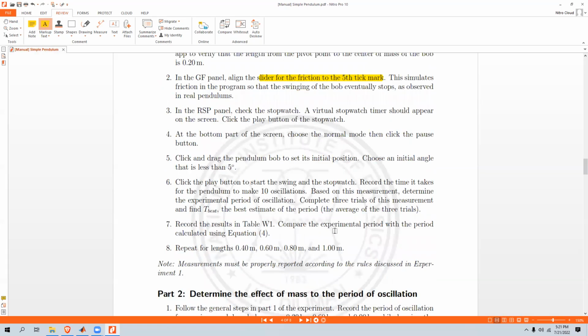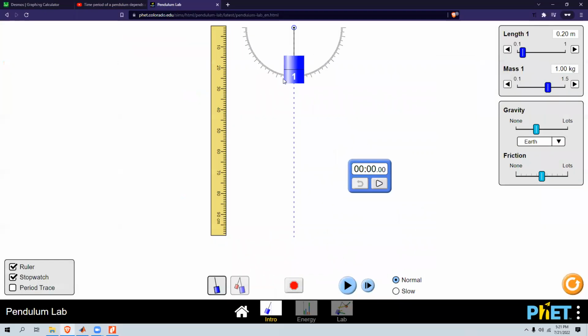Next, we click and drag the pendulum bob to set its initial position. Choose an initial angle that's less than 5 degrees. Let's try to choose exactly 5 degrees so I don't measure anything similar to your experiment. So just choose any value less than 5. If I displace my pendulum, my angle is actually measured as I move my pendulum bob along. If you notice, the number comes up here at the half circle portion. So from here, we have 5 degrees. I want it at 5 degrees.